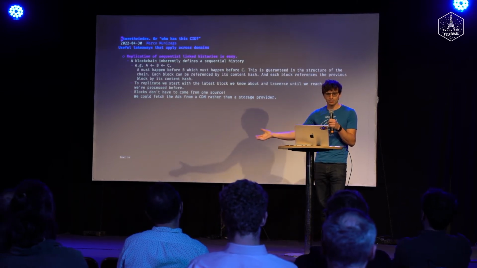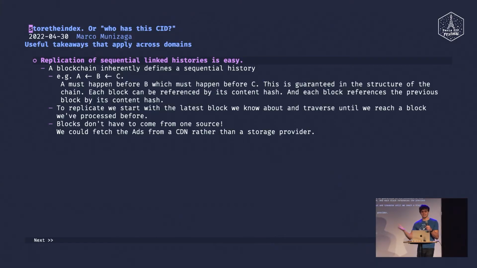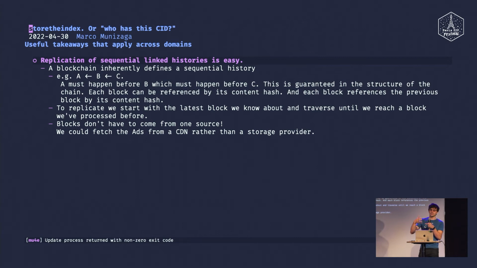So first, replication of sequential linked histories is easy. If I can give you this linked list and you know for sure that this event happens before this event, it's very easy to replicate. You don't have to worry about there being two parallel events, or what it means to be serializable versus linearizable. This is just the strictest definition you can get. This is a sequential history.